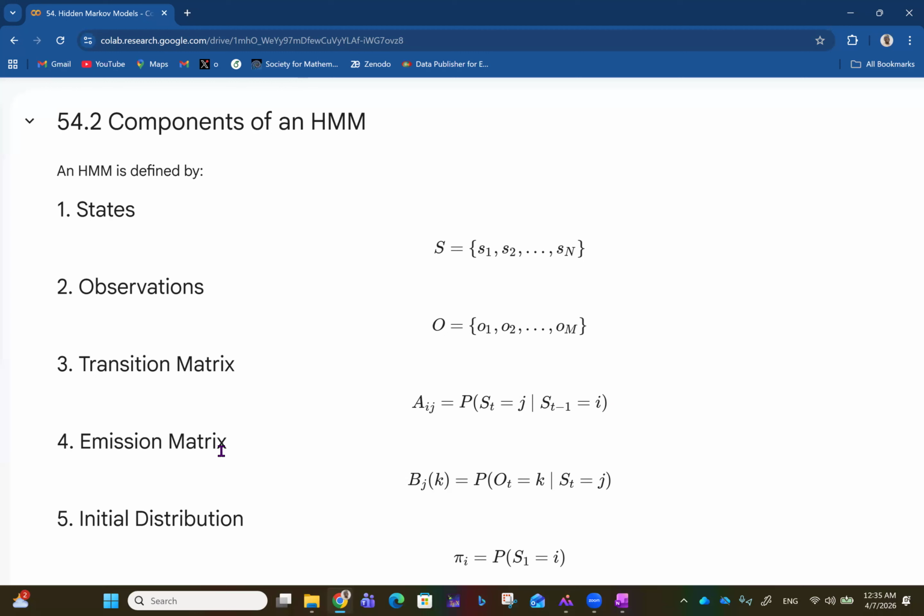Then you have an emission matrix, where bj of k equals the probability that the observation at t equals k, given that the state at t is equal to j. And then you have the initial distribution, pi i, which is the probability that S1, that is the first state, is equal to i.